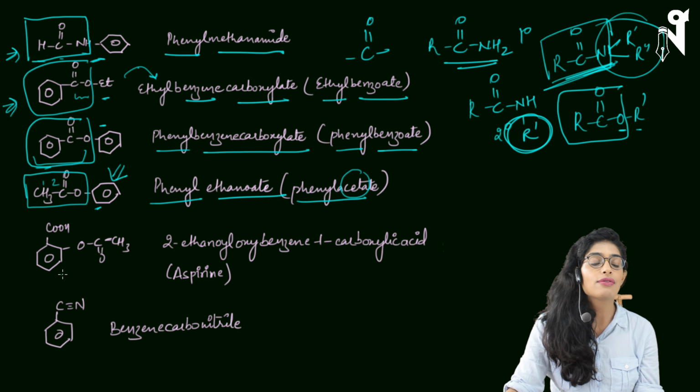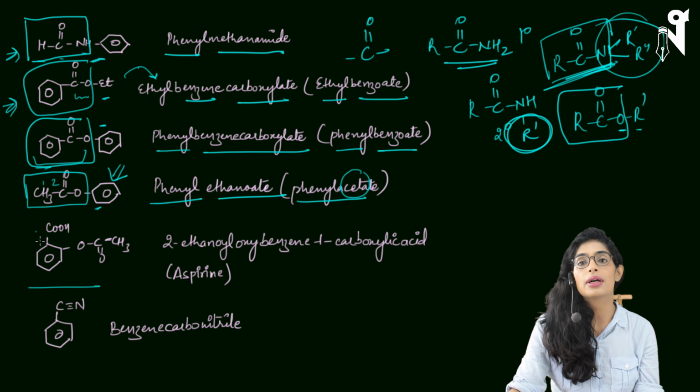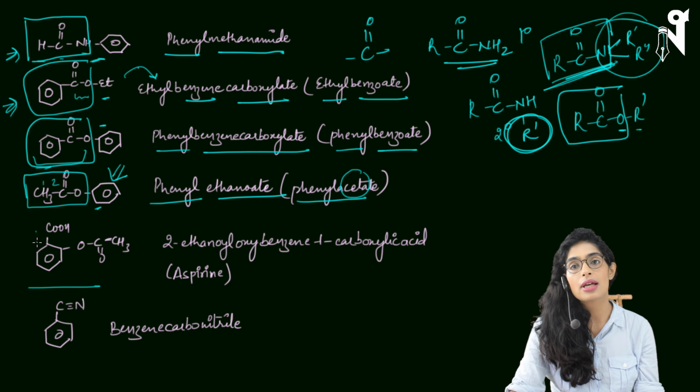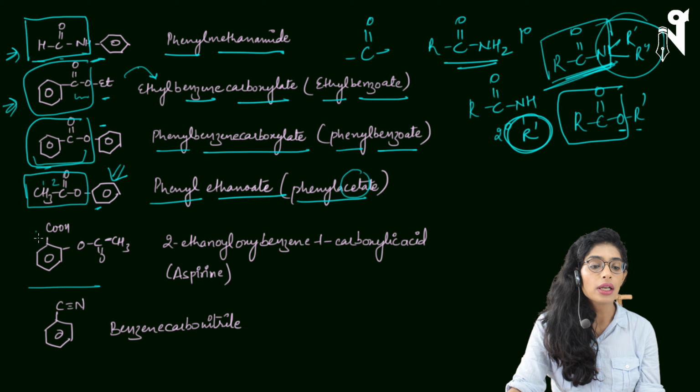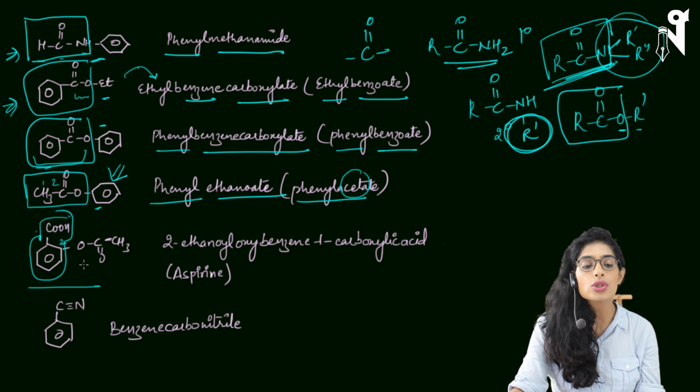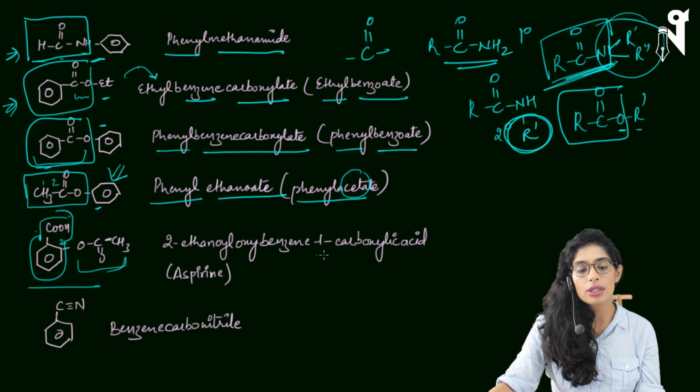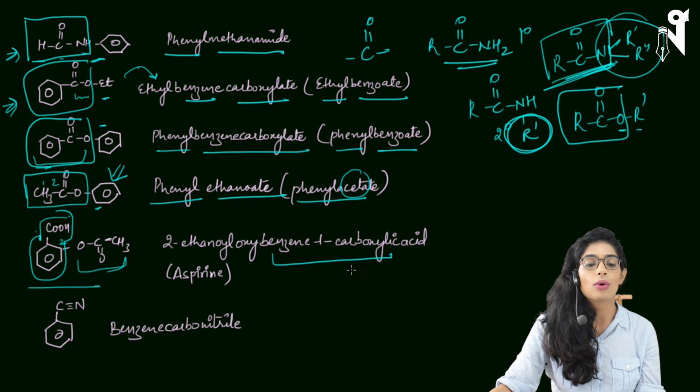Next, look at this compound. I have two groups over here. One is COOH, another is ester. All of us know that COOH, that is carboxylic acid, is a higher priority group. So I'll number it 1 and 2. So this is my benzoic acid, or you can also say benzene carboxylic acid. This is my main chain, and this is going to be a branch. So let's see the main chain name. It is benzene carboxylic acid.